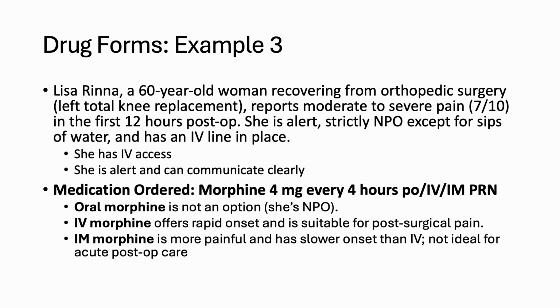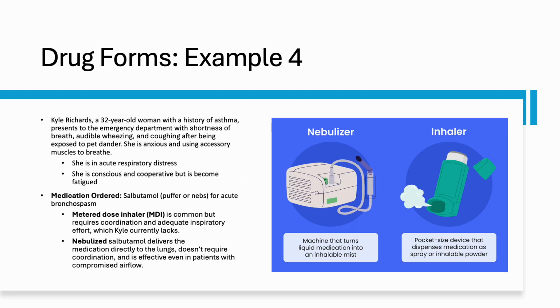IM morphine is going to have a slower onset than IV, and again, I need to poke someone with a big IM needle, and she's in acute 7 out of 10 pain right now. So in this situation, I would probably go with the IV morphine. She has access, she's alert, she can't swallow anything, and why poke her with a needle if I don't have to? She already has IV access.